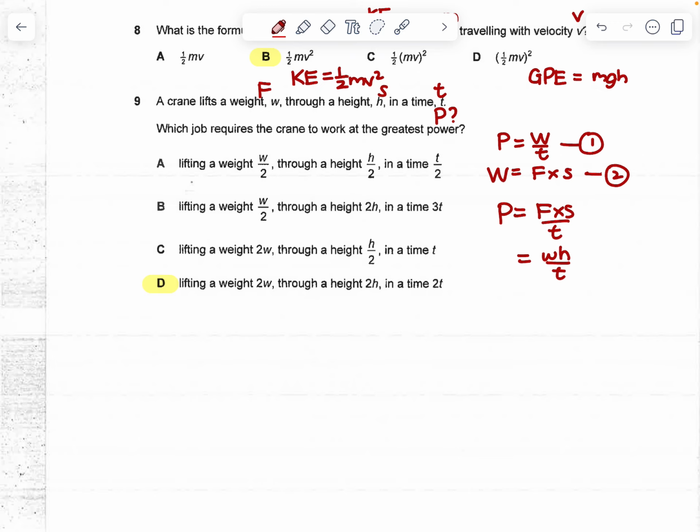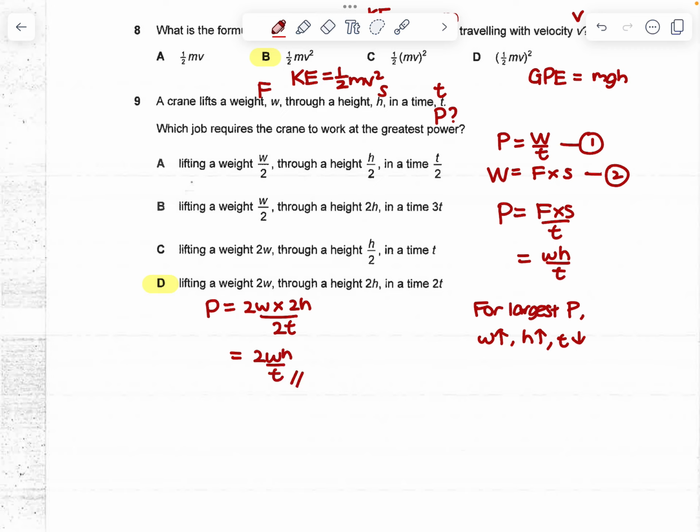So if I want the largest P, I will want my W to increase, my h to increase, or my time to decrease. And we calculate for option D, P equals 2W times 2h over 2t. You actually get 2Wh over t. And that's the largest combination of all four.